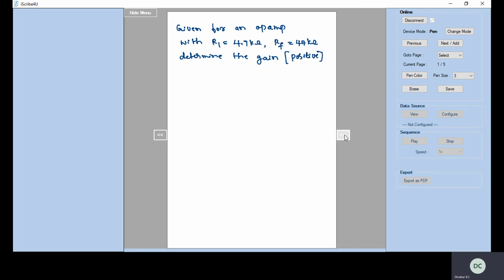Since the given gain is positive, the circuit is a non-inverting operational amplifier. The gain is AF = 1 + RF/R1. That is 1 + RF, which is 47 kilo ohms. Normally it is better to assume the value of RF as 10 times R1. So it is 4.7 and 47K. So 47 kilo divided by R1, which is 4.7. So the closed loop gain is 11.